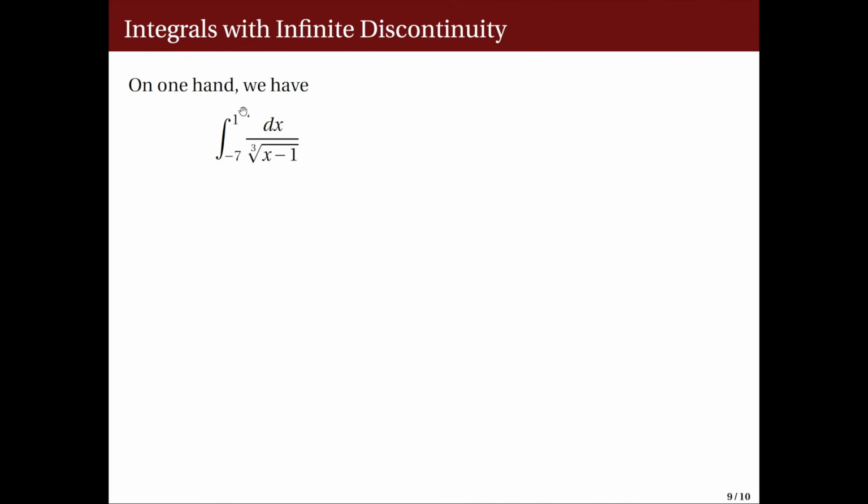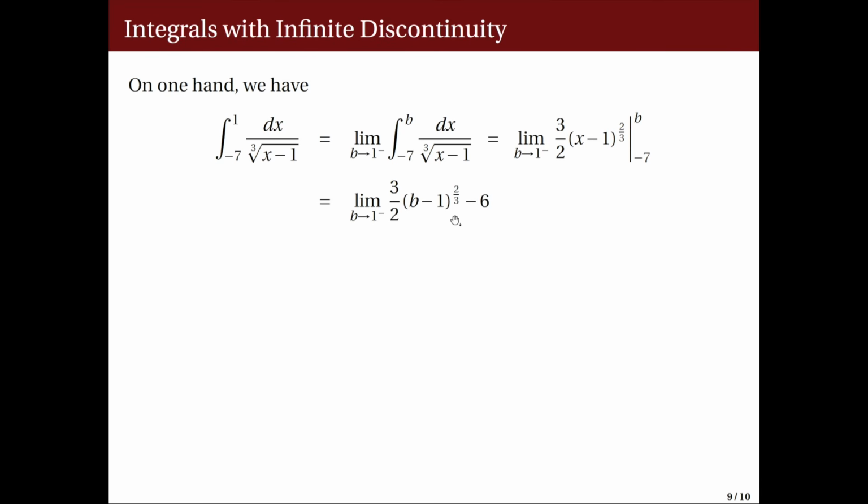The discontinuity occurs at 1. We replace 1 by some variable, say b, and then we get the limit as b goes to 1 from the left. Again, this integral can be evaluated using the fundamental theorem of calculus. You can verify that an antiderivative for 1 over the cube root of x minus 1 is 3/2 times x minus 1 raised to 2/3. So we evaluate this from negative 7 to b. That will give us the following. This is the value when x is equal to b, and this is the value when x is equal to negative 7.